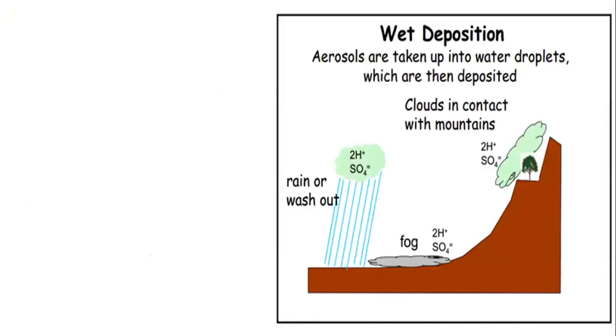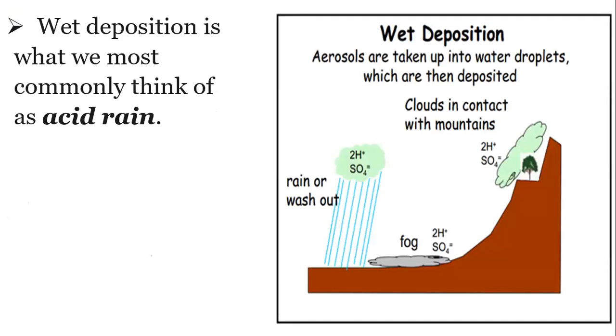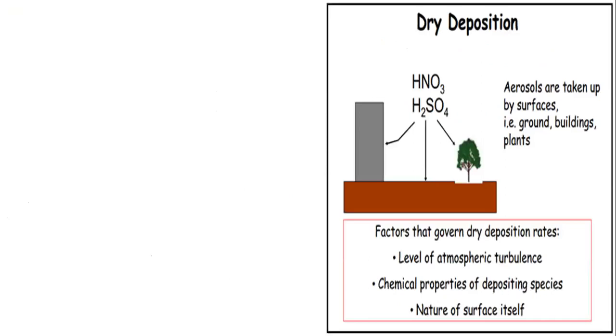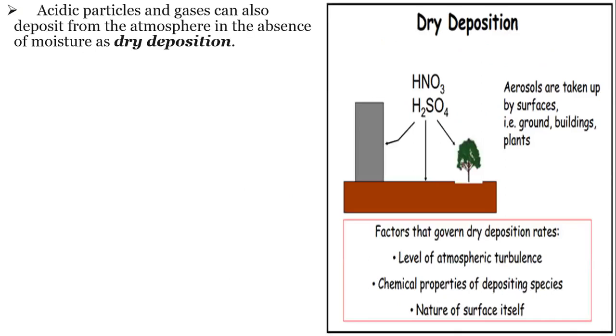Let's see the forms of acid deposition. We have wet deposition and dry deposition. Wet deposition is what we most commonly think of as acid rain. The sulfuric and nitric acids formed in the atmosphere fall to the ground with rain, snow, fog, or hail. Then we have dry deposition, where acidic particles and gases can also deposit from the atmosphere in the absence of moisture.